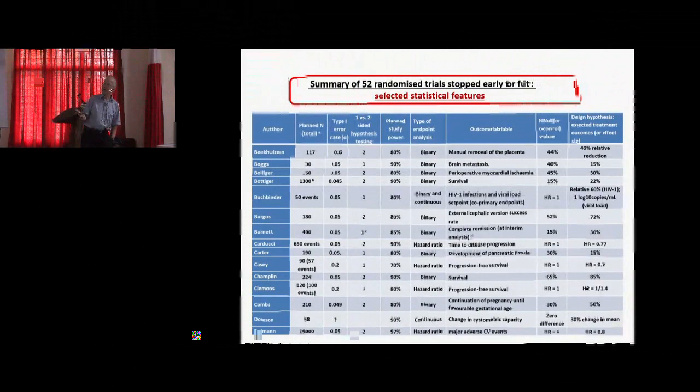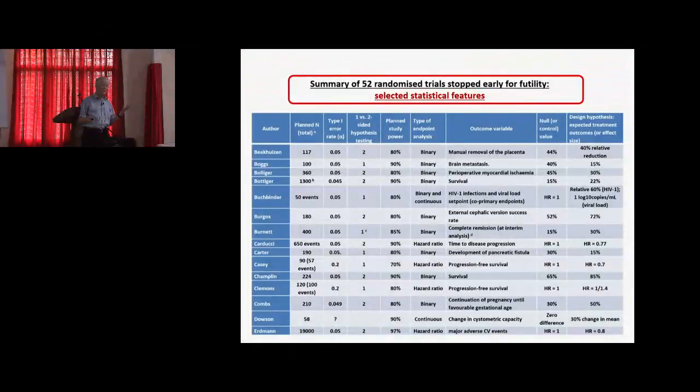So it goes. What was the null or the control value? That's the expected response rate under the control treatment. And what was the design hypothesis? So this is telling us about the delta. What was the expected outcome in the treatment? So here we've got one with a 40% relative reduction. Here's one with a 15% absolute reduction. And then this one, for example, a relative reduction on HIV-1 infections. And this is an absolute value for the viral load set point. So you have a mixture of them in that particular study.